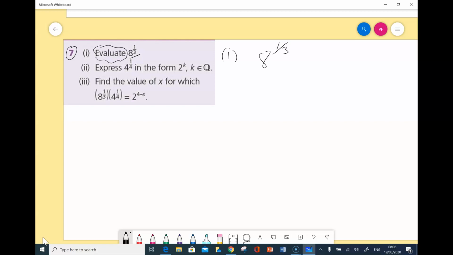Now we've done this plenty. If we see a fraction, it means it's a root. So it's the cube root of 8. Now you can do the cube root of 8 in your calculator as we did in the previous lessons, and the cube root of 8 is 2.